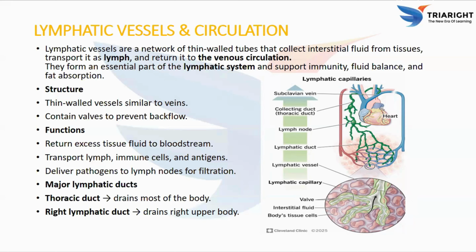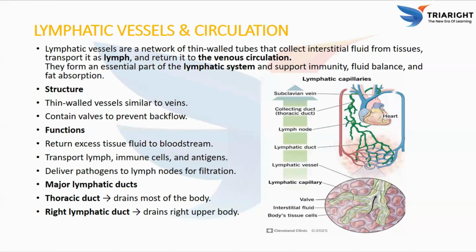So what is the structure of a lymphatic vessel? They are thin-walled vessels which are similar to veins. They have a low pressure system. They contain valves to prevent backflow, so they ensure the lymph flows in one direction, usually upward towards the heart.